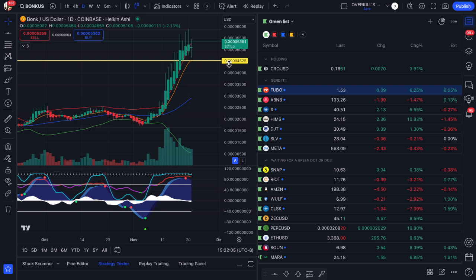Using a stop loss at 0.000045. Okay, that doesn't look like a bad place to put a stop loss. If it comes back down to our blue line here at 0.00003, that's going to be another place to redeploy. So again, red means take some off the table, folks. You'll never go broke taking profits. Believe that. You'll never go broke taking profits.